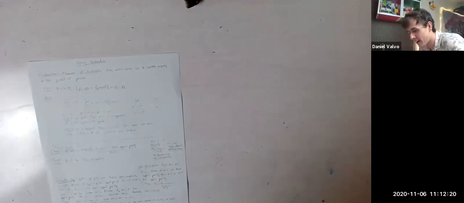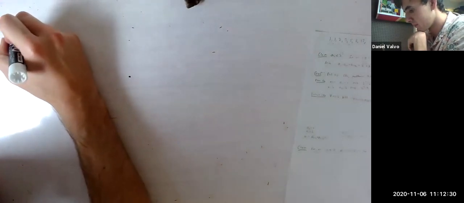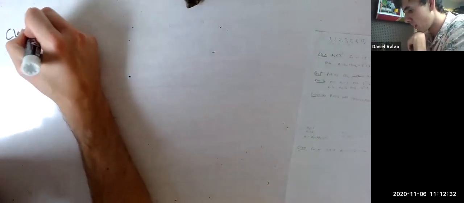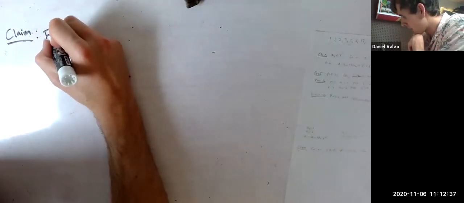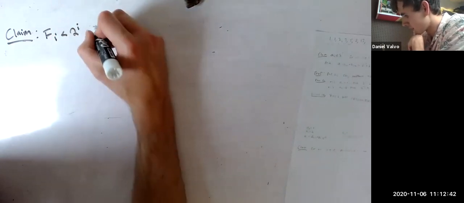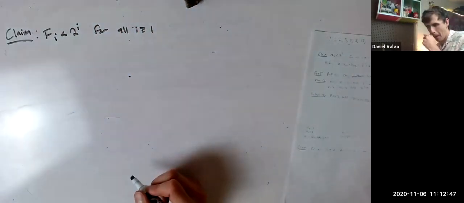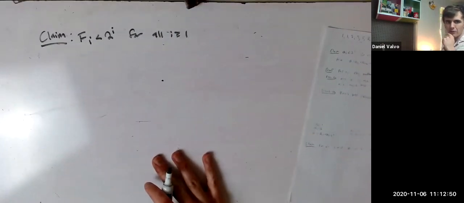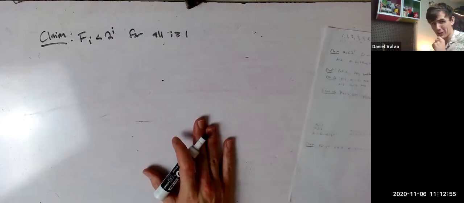So, the next strong induction example, we're still doing strong induction, is I want to prove this following interesting claim. The claim is that F of i is less than 2 to the i for all i greater than or equal to 1. So here's the first question. What the heck is F of i?